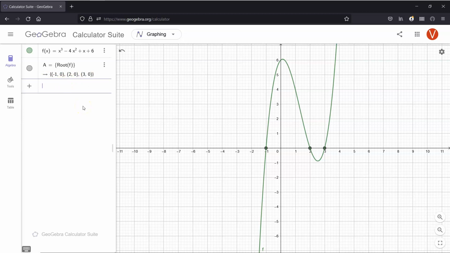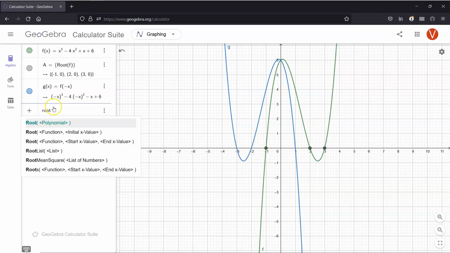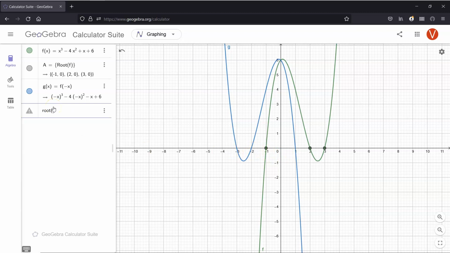Now, if I say g of x is equal to f of, how do I transform it so that the roots are of the opposite sign? I say minus x. So if you notice, this was the original graph in green. Now you have this. Look at this. This is 1, 2, and 3. Minus 1, 2, and 3, and this is 1, minus 2, minus 3, the roots of g.